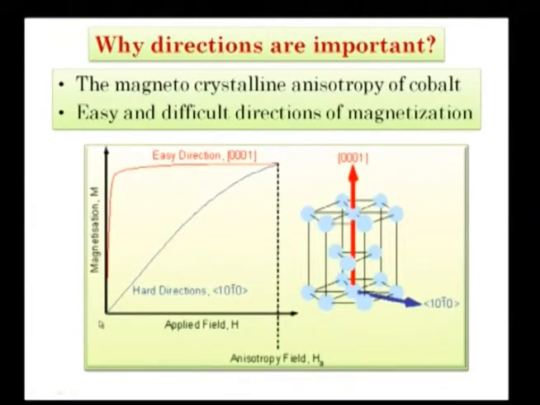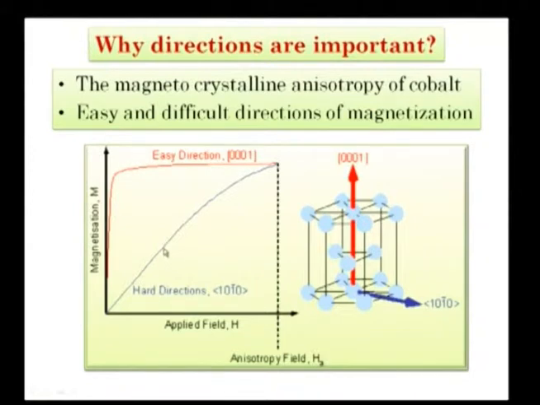You take a magnetic material, certain magnetic materials, when you apply a magnetic field they can be magnetized, but the amount of magnetization that is induced in the material will depend upon the direction. If you apply the magnetic field along the 1 0 1 bar 0 direction for this crystal, then the amount of magnetization that is produced for an applied field is only this much.